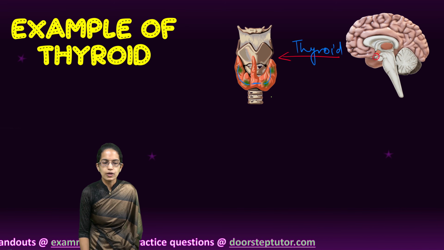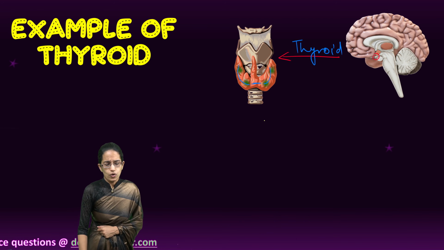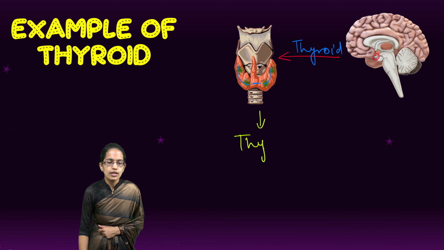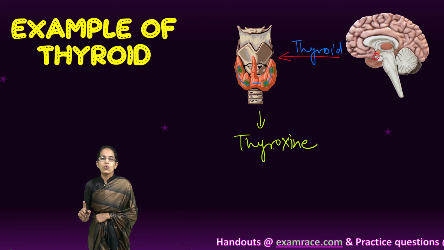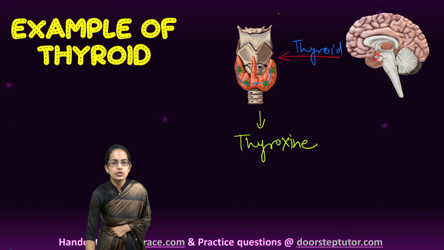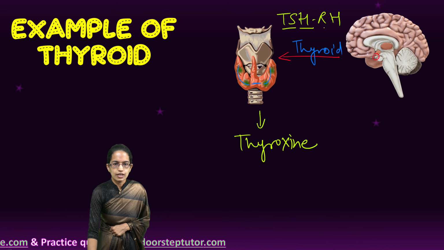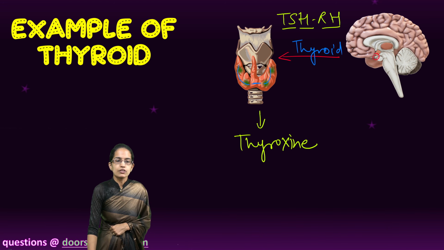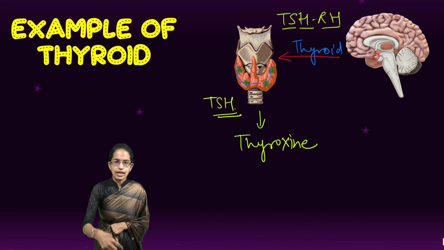We have understood about this more in detail in the lesson on thyroid. Now, this thyroid gland releases what? We know well, 2 important products, thyroxine and calcitonin. We are focusing on thyroxine right now. So, pituitary sends the signal to thyroid, which is to release TSH-RH, which is thyroid stimulating hormone releasing hormone. Now this TSH is released by the thyroid as thyroxine.